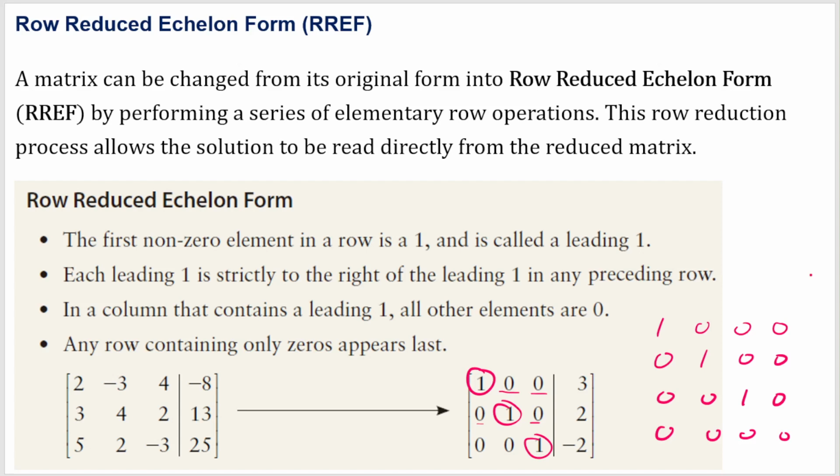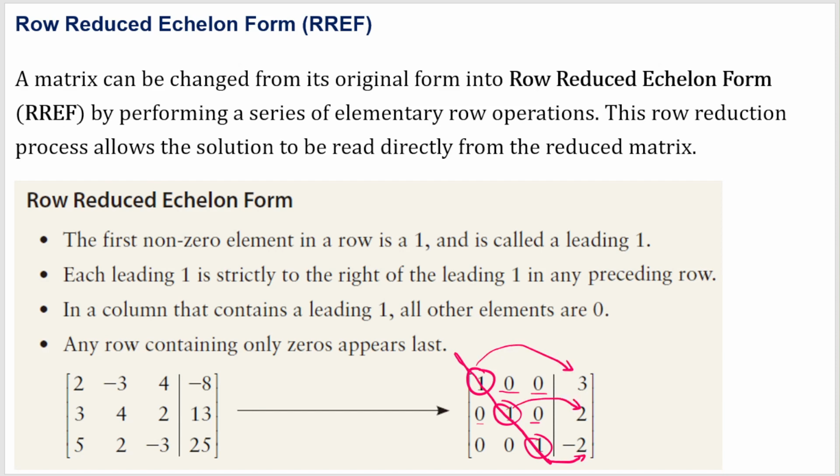But normally, if you have a unique set of solutions, you will have the ones on the diagonal here, and all other elements are just zeros. Then you can directly read the solutions. First variable is 3 in this case, second variable equals 2, and third variable equals -2, right? You see that?